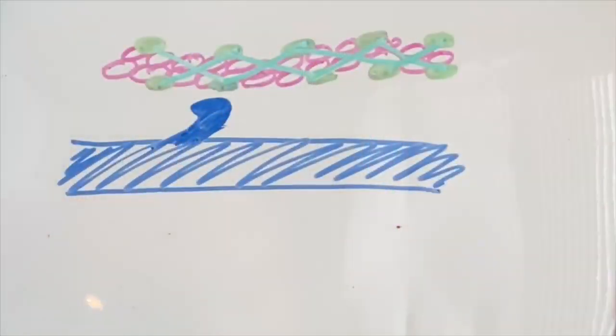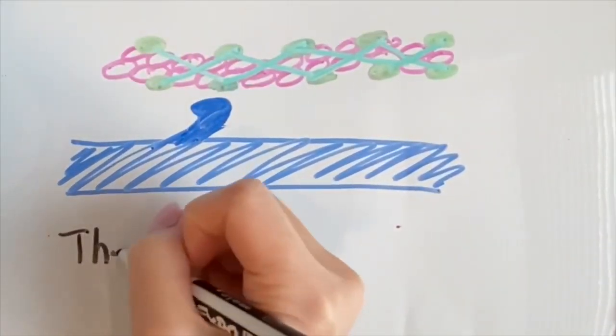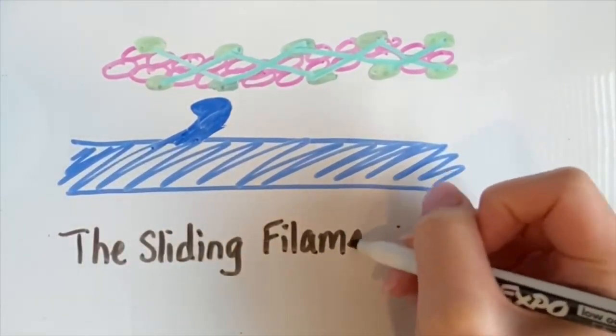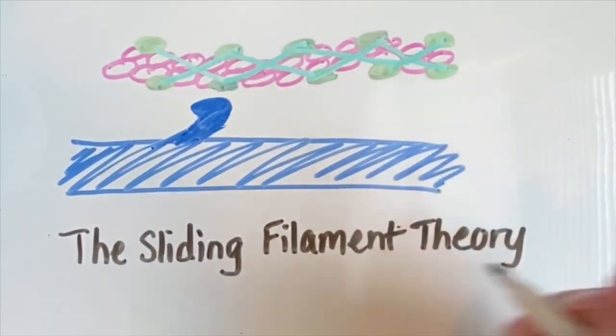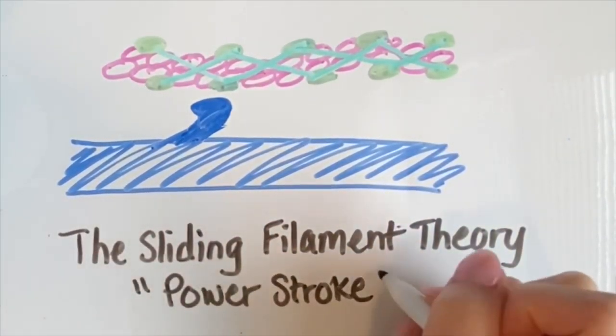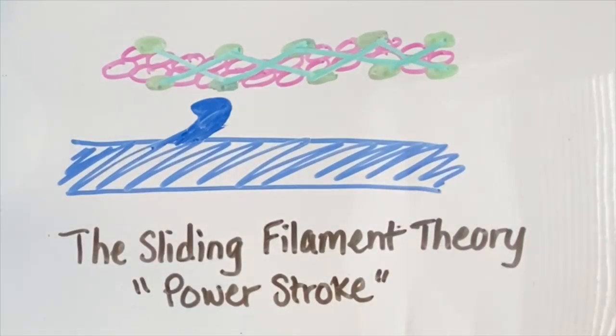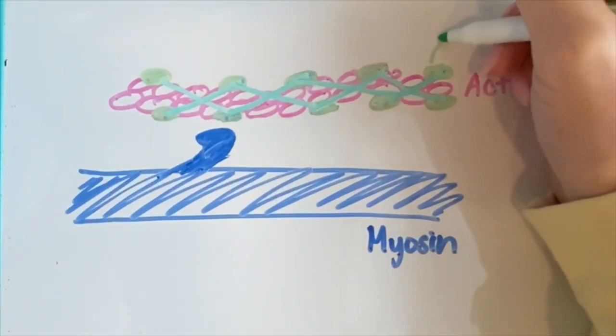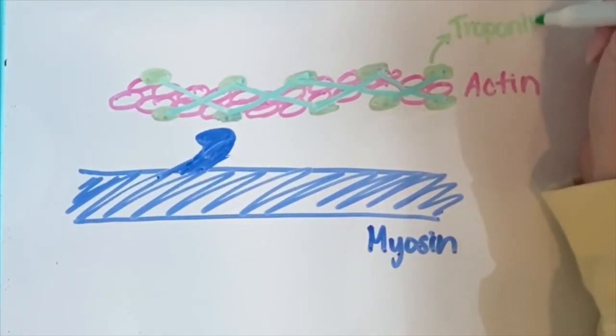In this video, we will explore the sliding filament model. This model delves into the movement of myosin filaments against actin filaments, which is a process known as the power stroke for muscle contraction. This process is regulated by ATP and intracellular calcium. Intracellular calcium plays an important role.